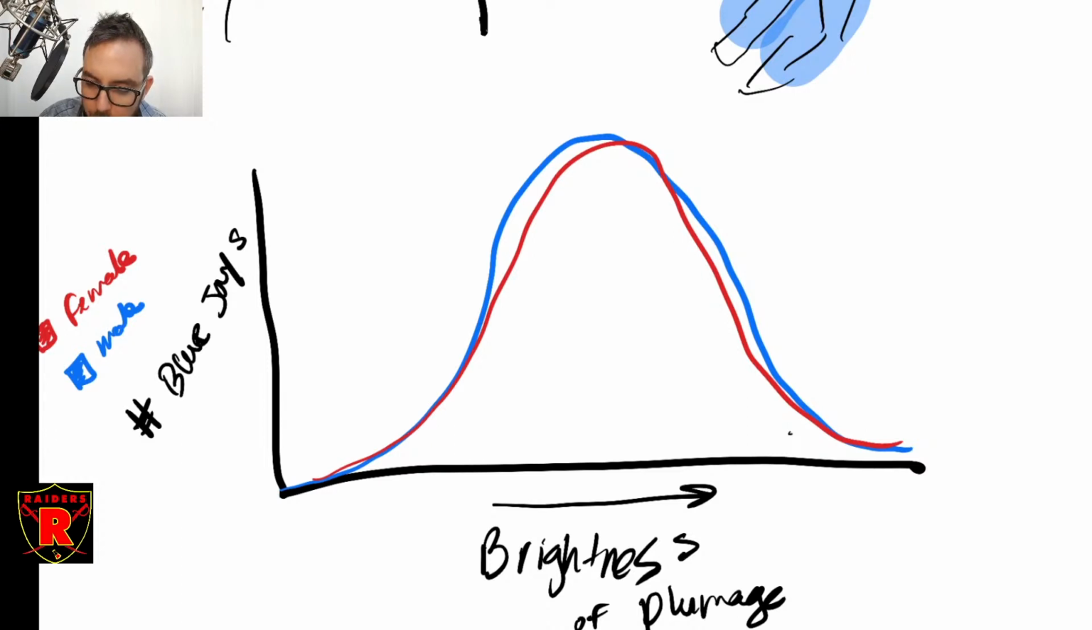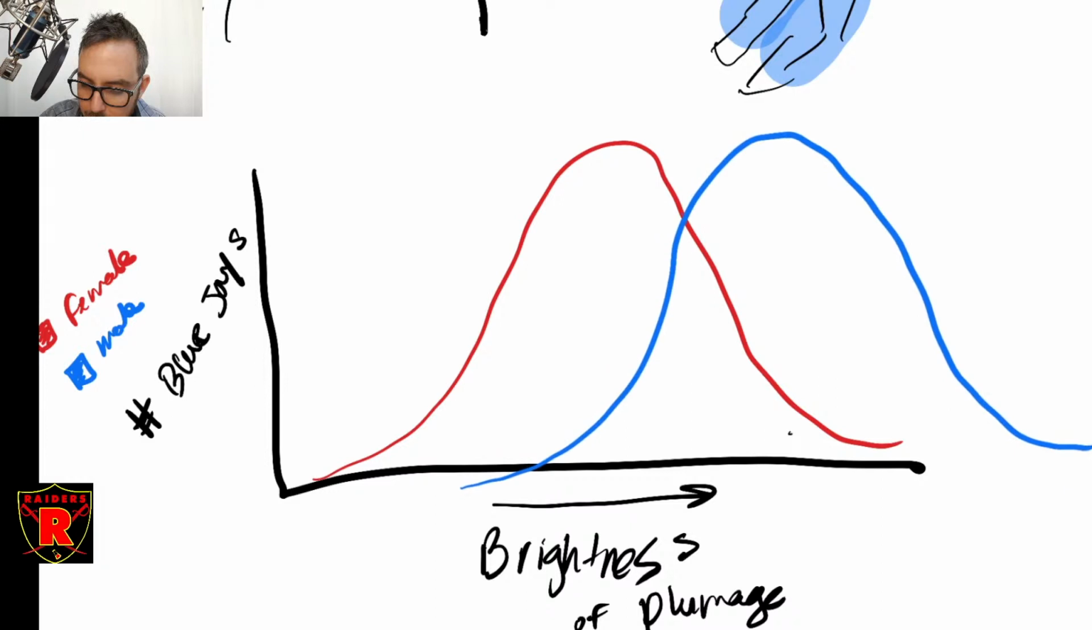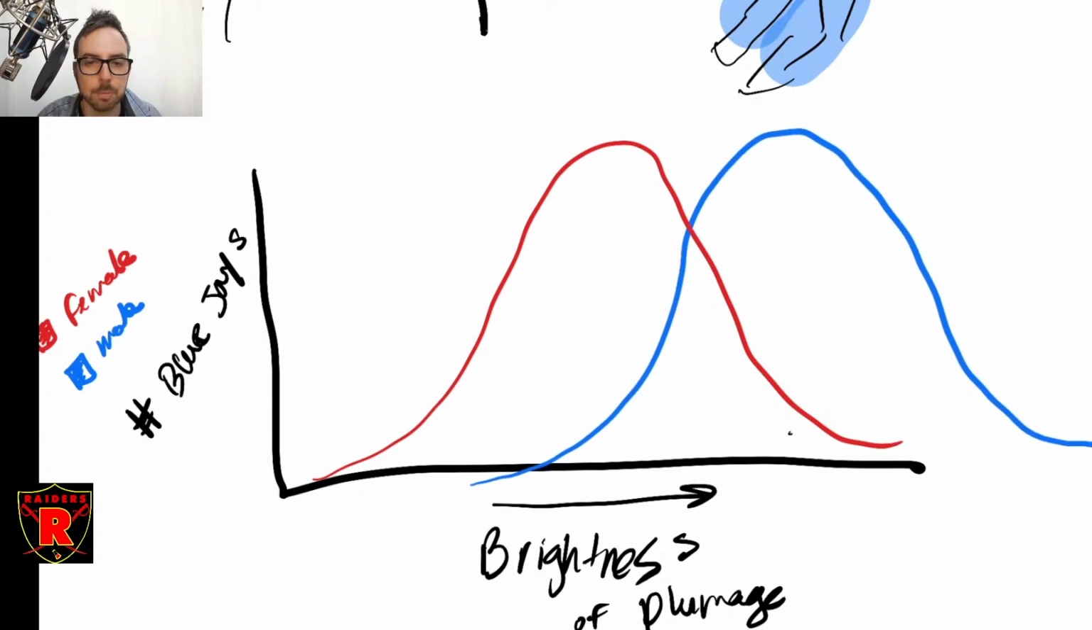Over time, we're going to see a shift of just the male population to brighter plumage, because that makes the males more attractive to a female mate, and means that they'll reproduce more, and then there'll be more of that in the next generation. So in this case, the selective pressure is plumage color brightness. Brighter plumage means you get more lady blue jays.